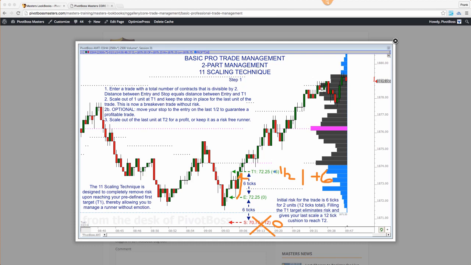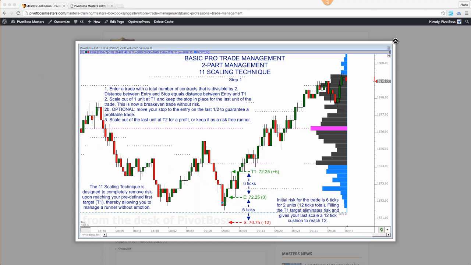So once you take 1 unit off at +6 up here, you no longer have 12 ticks of risk here because you've taken 1 contract off. That drops it now to 6 ticks of risk below the entry, right? But since you made a +6 up here, it offsets the remaining -6 here. So that means if you hit the stop, you lose $0.